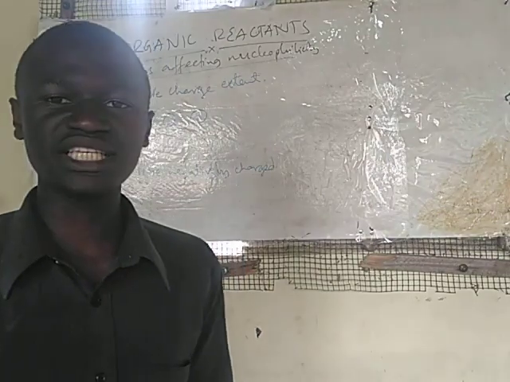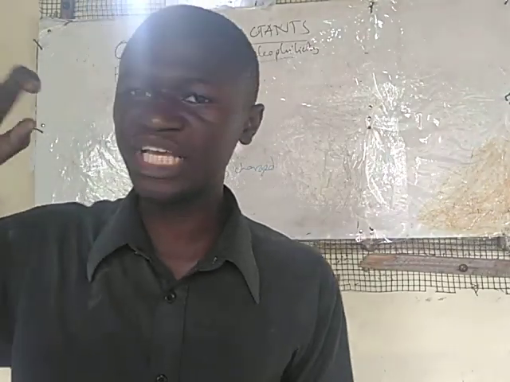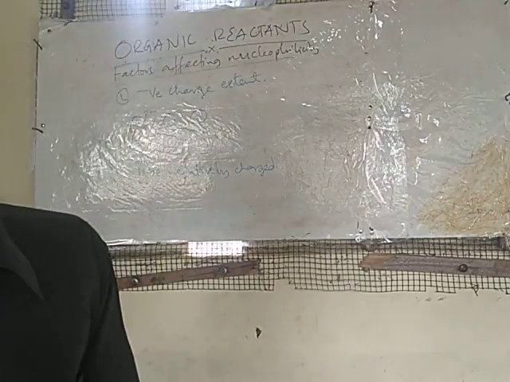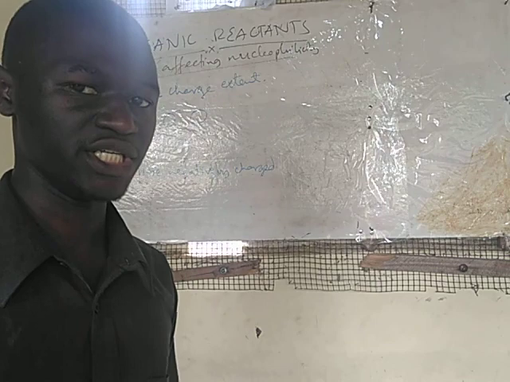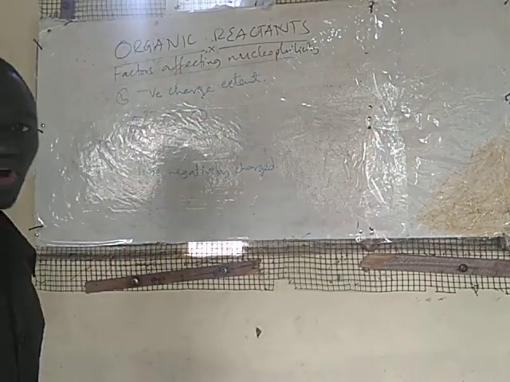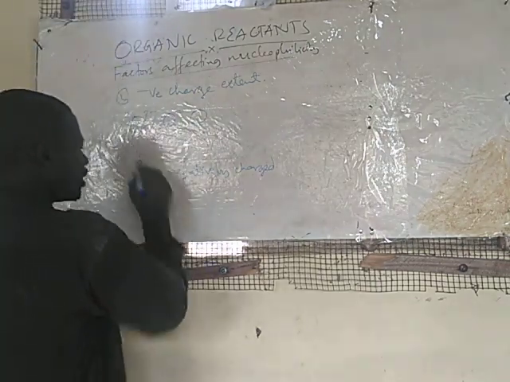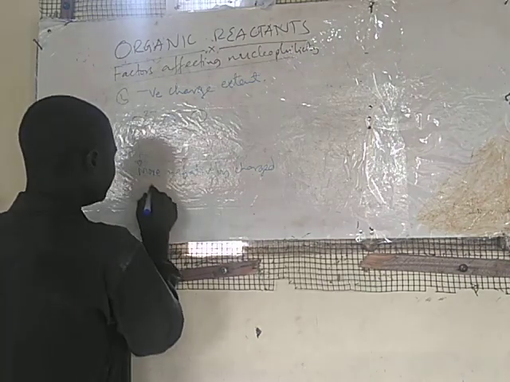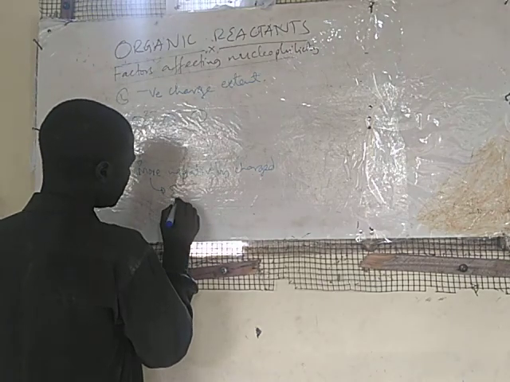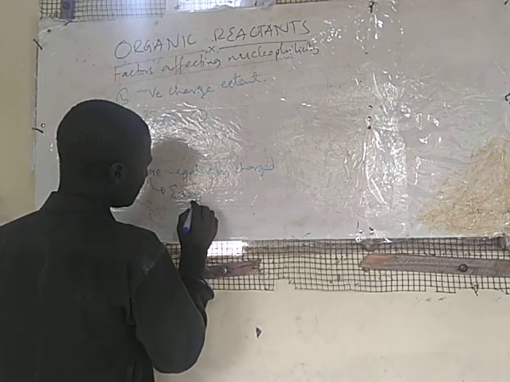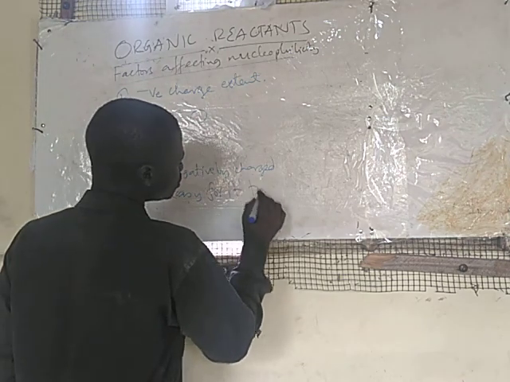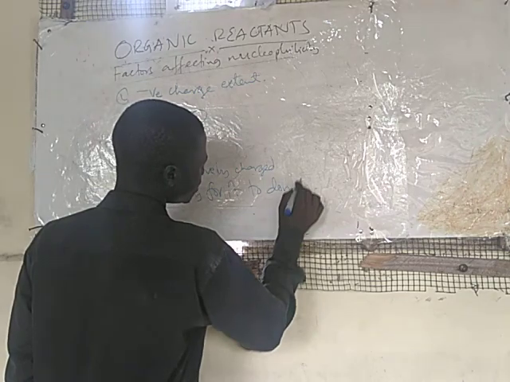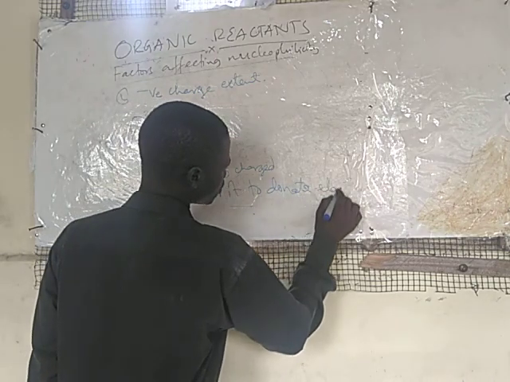Now, what does this more negative charge imply? What is the implication of more negative charge? What is the importance of being more negatively charged? This oxygen, being more negatively charged, will find it easier to donate electrons.